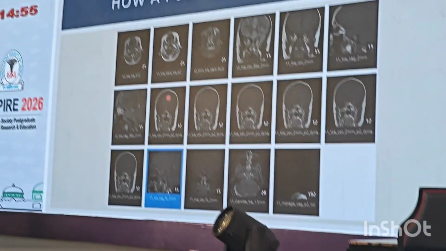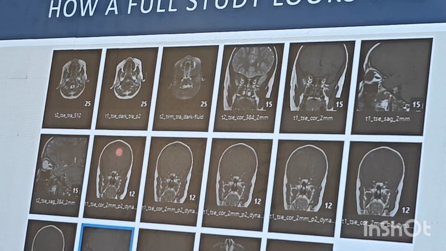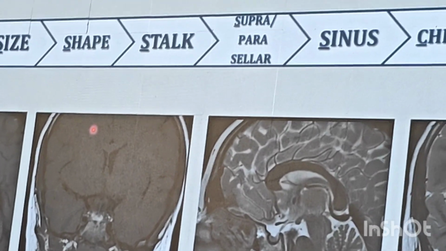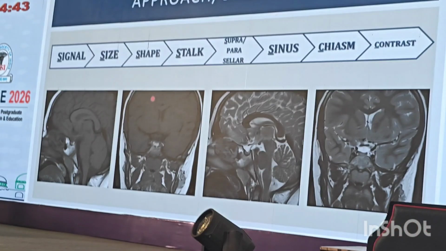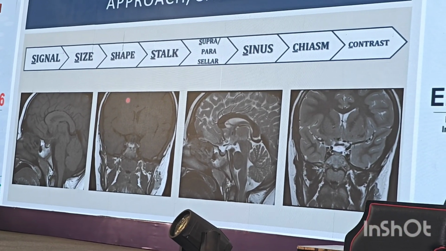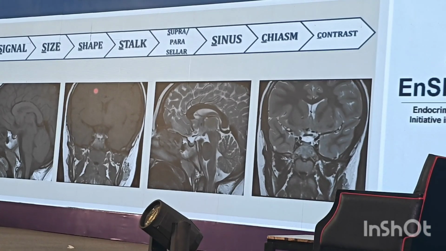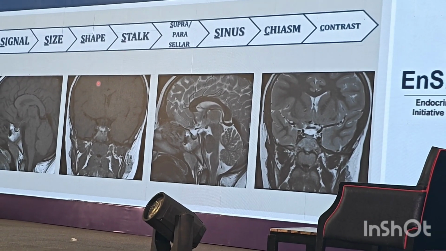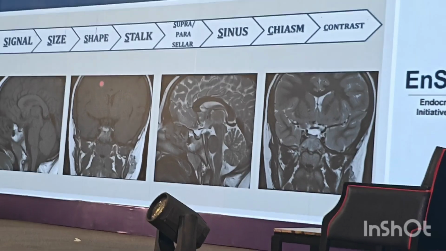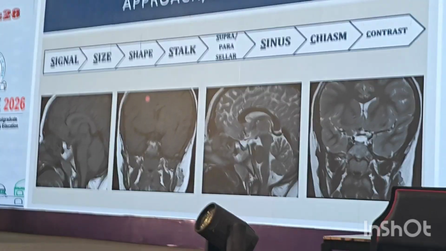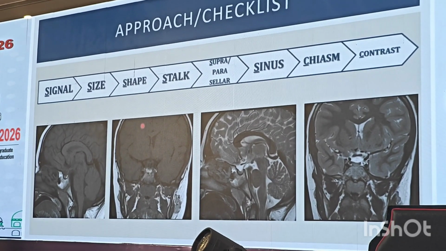So this is how a full study looks. It looks quite overwhelming, but once you break it down into the type of sequences, automatically you will be able to come to a diagnosis. So the approach or checklist which you should remember is a snake: S, S, S, S, S, S, S, finally 2 C's, right? So signal, size, shape, stalk, supraparasellar, sinus, chiasm, and contrast. So you start looking at your pituitary images in this fashion, right?